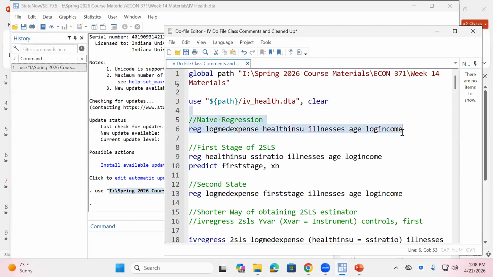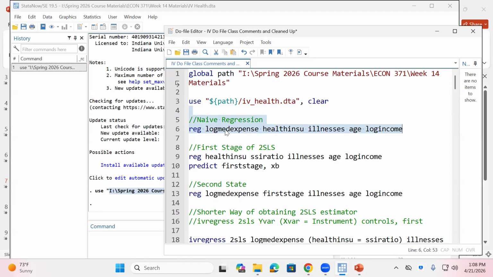I'm going to run a really naive regression. So we don't just have to do this with one variable X. I said we can include additional controls, which makes it more likely our instrument is valid, right? That it's not going to be correlated with our error term. So here I'm trying to predict medical expenses, in fact, the natural log of them, using health insurance, the number of illnesses, age, and I believe the natural log of someone's income, okay?